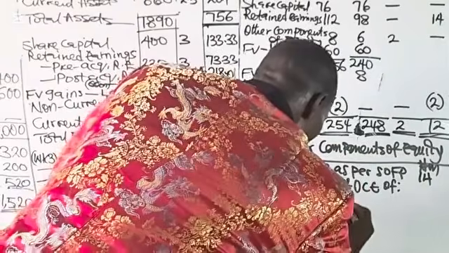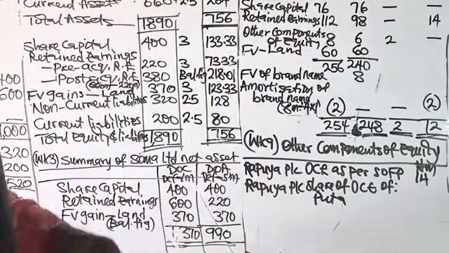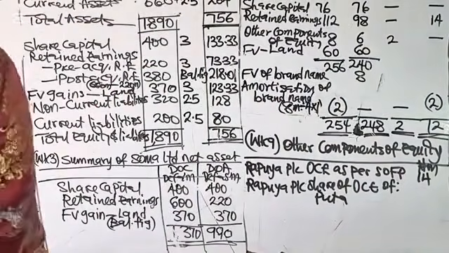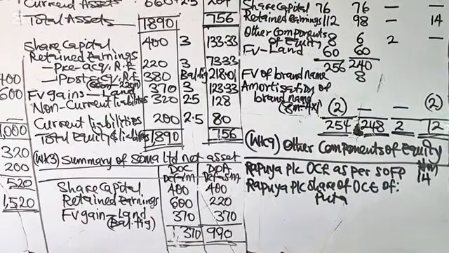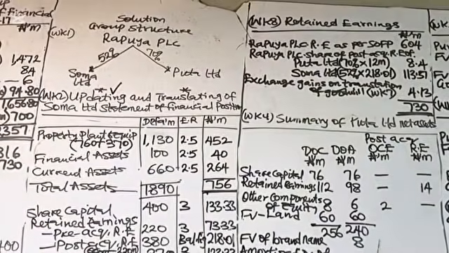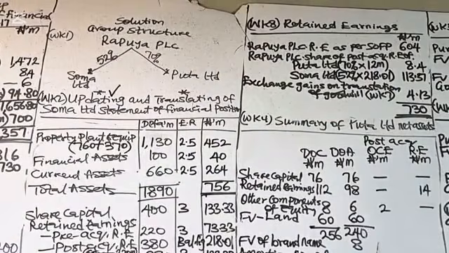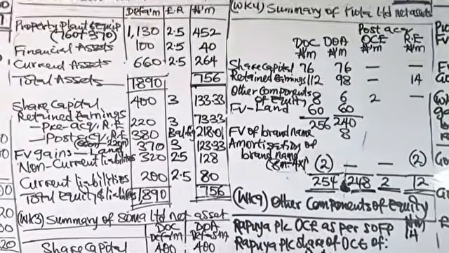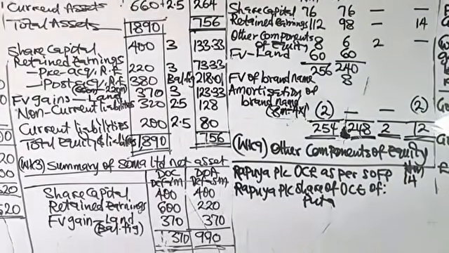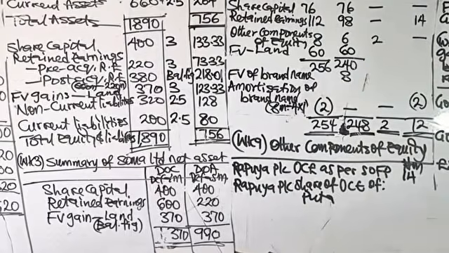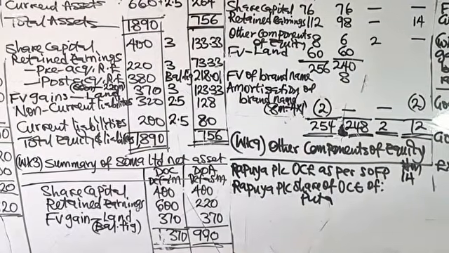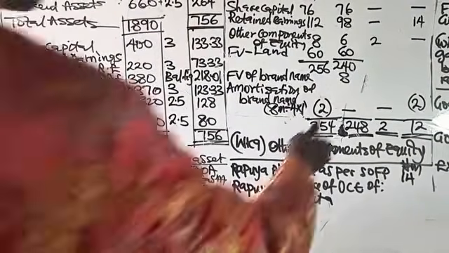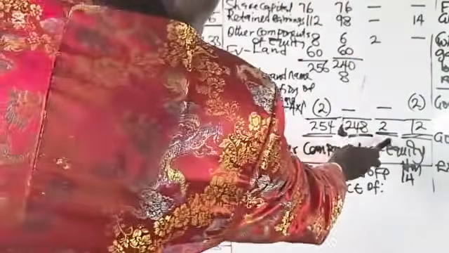Puta. Remember, the stake of Rapuya in Puta is 70%. The stake of Rapuya in Puta is 70%. And how much is the other components of equity of Puta that relates to the post-acquisition period? We have 2 million.